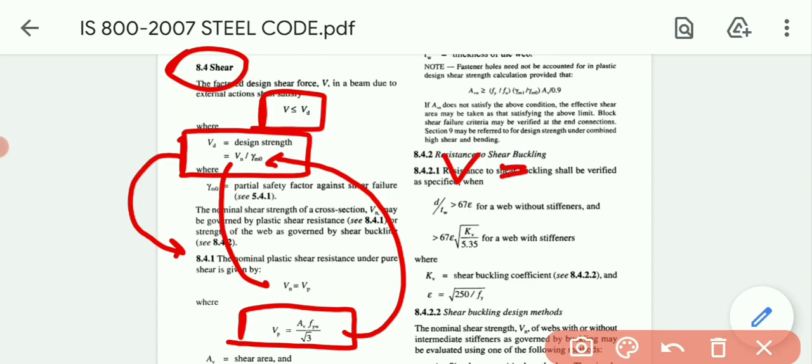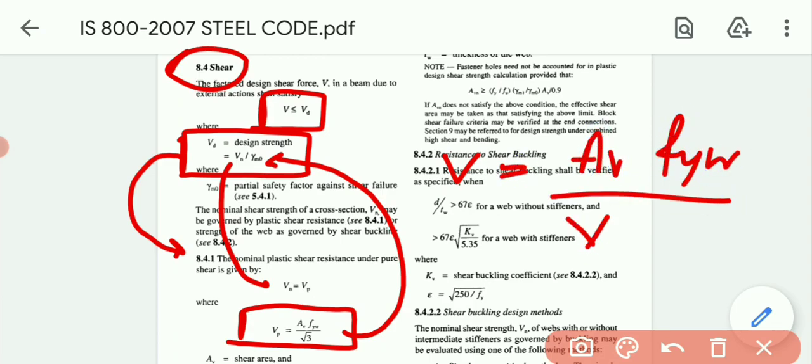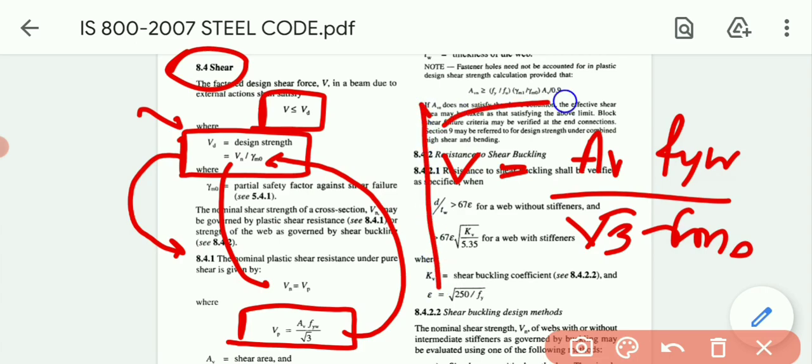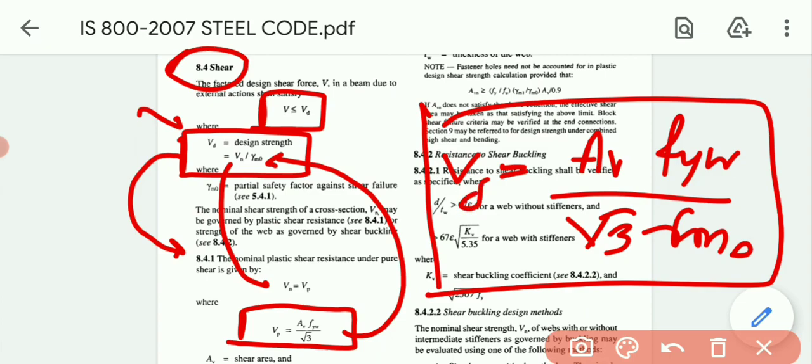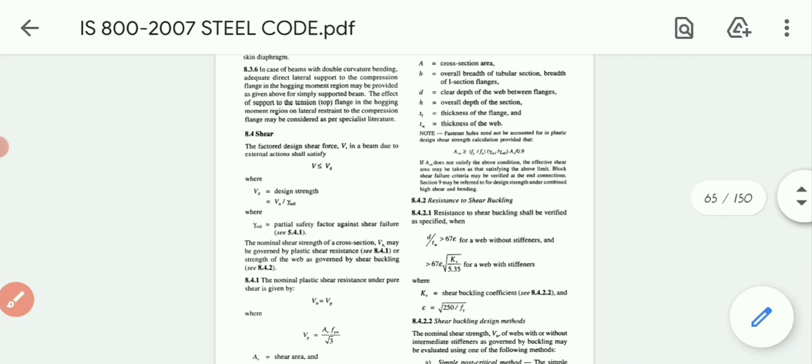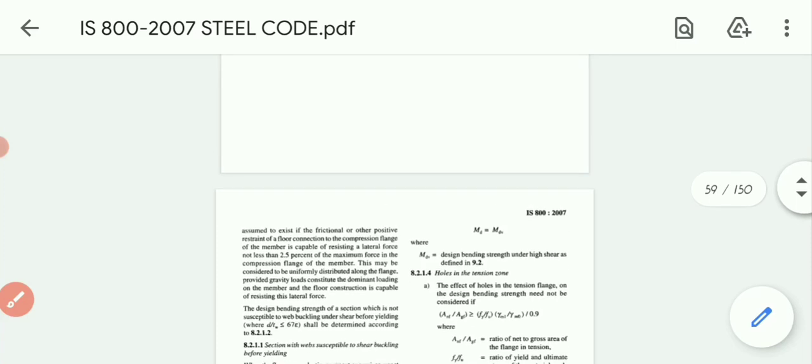So our formula will be Av fyw divided by root 3, that is the value of Vp, divided by gamma m0. So that will become my formula of Vd: Vd equals Av fyw divided by root 3 into gamma m0. From this equation we will get the value of shear Vd.